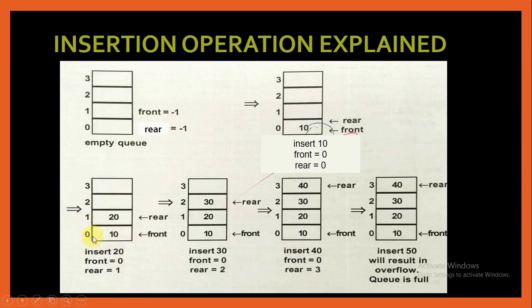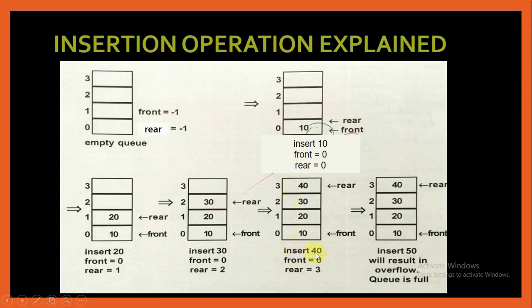So this is the position of my queue. I have 2 elements, 10 at 0 and 20 at index number 1. Front is pointing to 0 and rear is pointing to element number 1. Now in the next step, suppose I want to insert one more element, 30. If we insert 30, again rear will be incremented by 1 and front will remain the same. So front is still pointing to 0 and rear will have value 2. Initially it had value 1, so this will be incremented by 1 and now it has value 2.